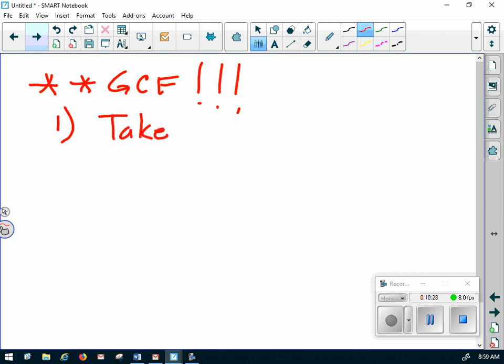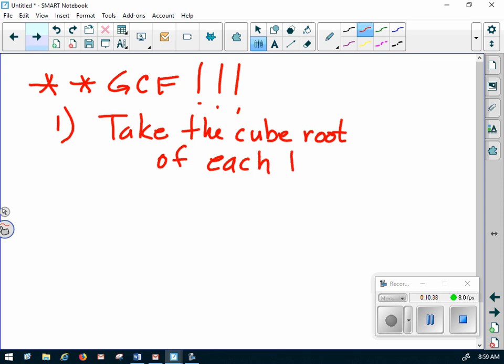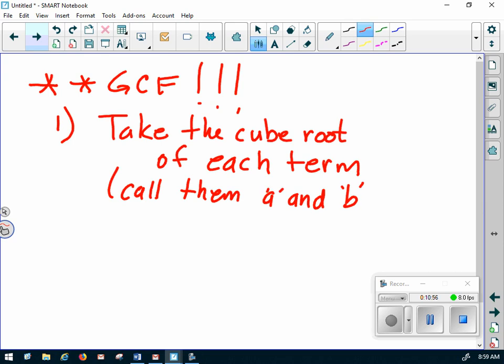Now, your step 1, take the cube root of each term. And I'm going to write it this way. Call them A and B. And I'll show you what I mean by that.